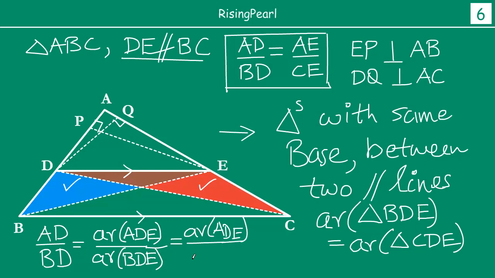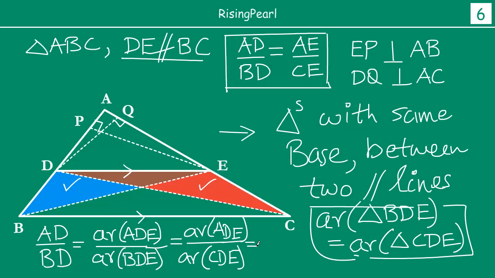Simply, I am replacing BDE by CDE because these two areas are equal. CDE, right? Because these two areas are equal because of this theorem that we just talked about. Now equation 2 basically is saying that area of ADE divided by area of CDE is nothing but AE equal to CE. So friends, hence we have proved that AD by BD is indeed equal to AE by CE.